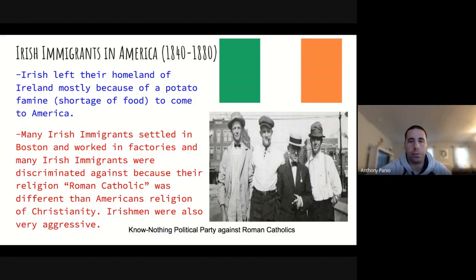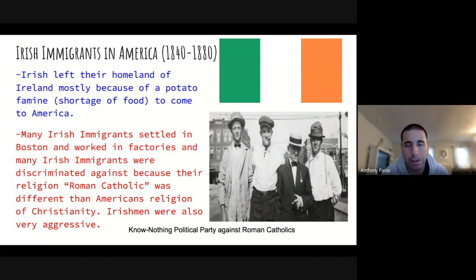Okay, so as you can tell, in blue it answers the question, why did the Irish leave their homeland? So if you paid attention to the web quest, you would have probably already known this answer. The Irish left their homeland of Ireland mostly because they had a very bad disease breakout in their potato crop, and they actually had what's known as a potato famine. Now, famine is another word for a shortage of food, okay? And the Irish left Ireland because of this shortage of food. We're not talking like a little thing where they have to miss a meal or two.